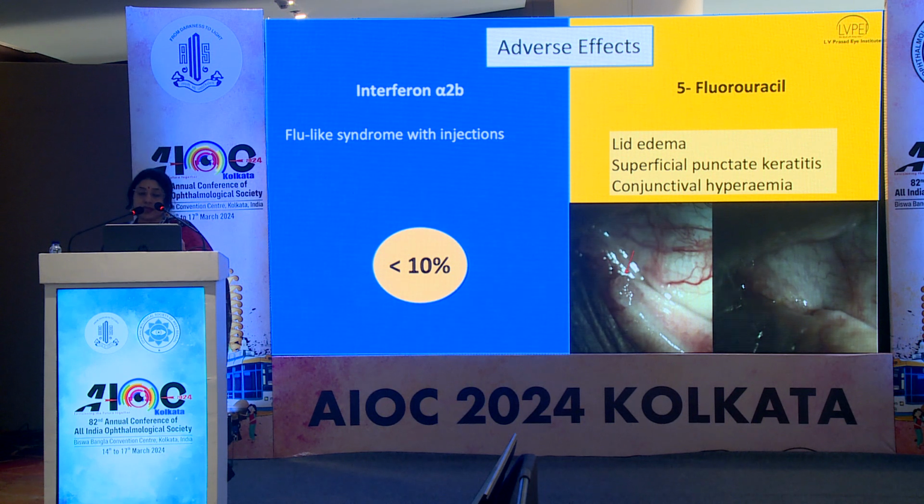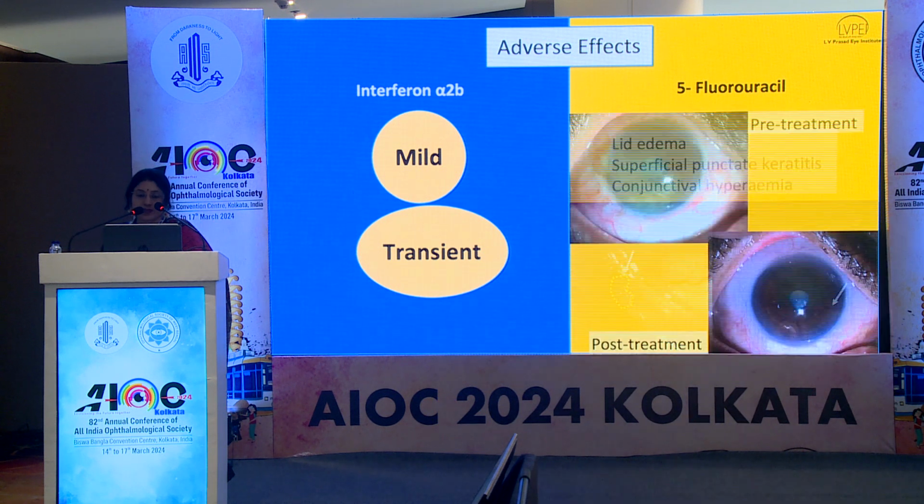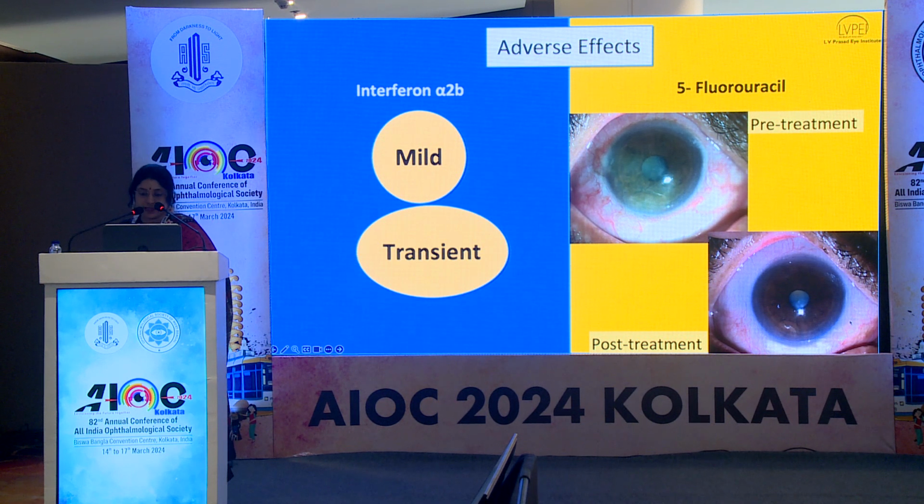For injectable interferon alpha 2b, a flu-like syndrome with myalgia and fever is reported, again in less than 10% of cases. But all of them are mild and transient, the side effect profile. For 5-fluorouracil, punctal stenosis, and this is how we usually see some amount of redness in these patients.